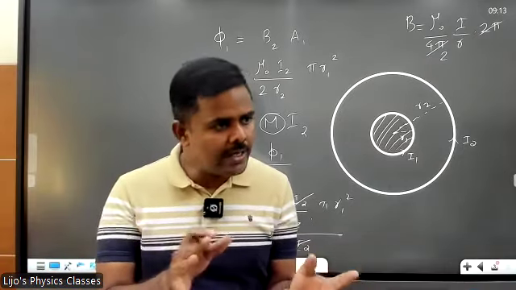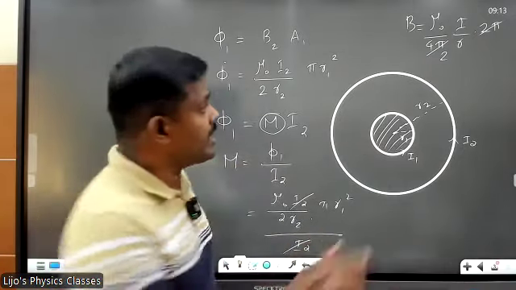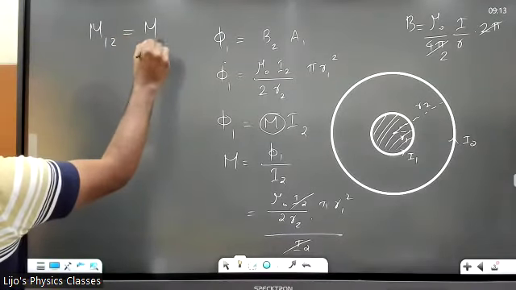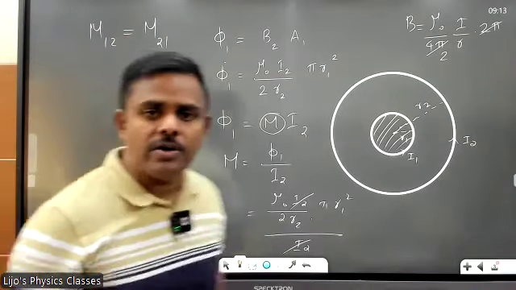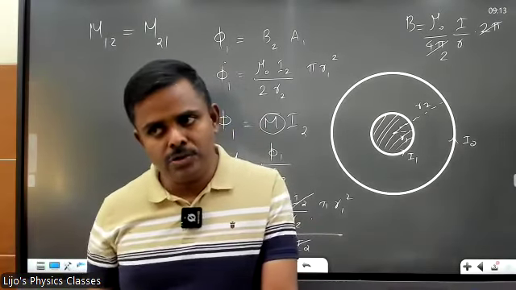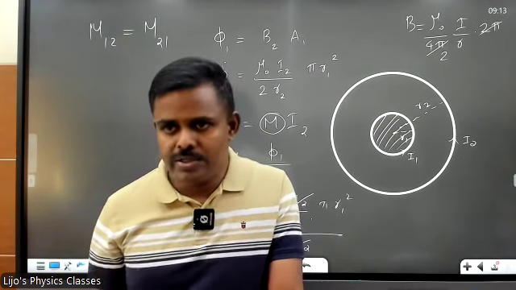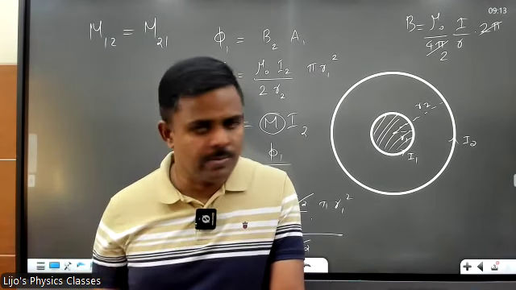Mutual inductance of the first coil with respect to the second is the same as mutual inductance of the second coil with respect to the first. That proof used to be there like 5 years back, but it is deleted now. Show that M12 is equal to M21. That's no more there in the syllabus.